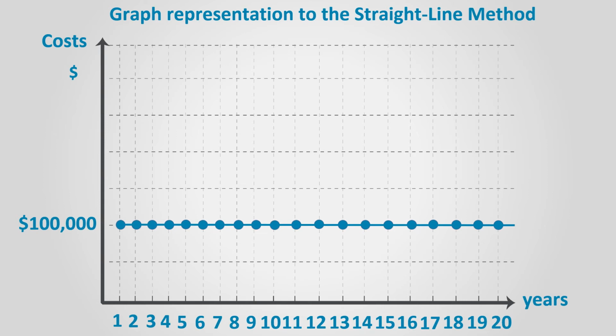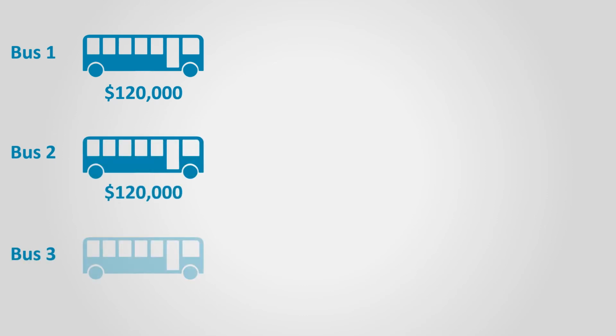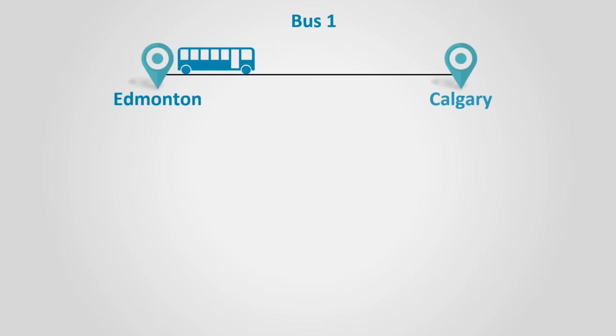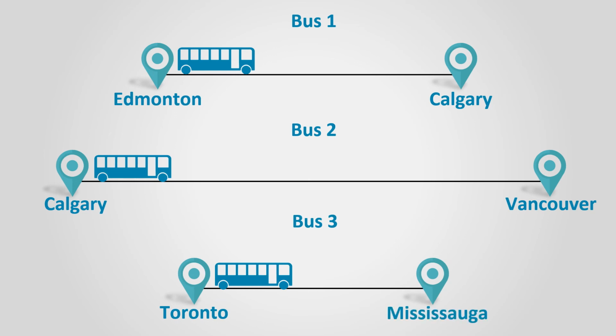Here is how. Let us assume that a company bought 3 buses each for $120,000. The salvage value is equal to $20,000. The useful life is 4 years. The company is going to use one bus to travel between Edmonton and Calgary. The second bus will be used to travel between Calgary and Vancouver. The third bus will be used to travel between Toronto and Mississauga.